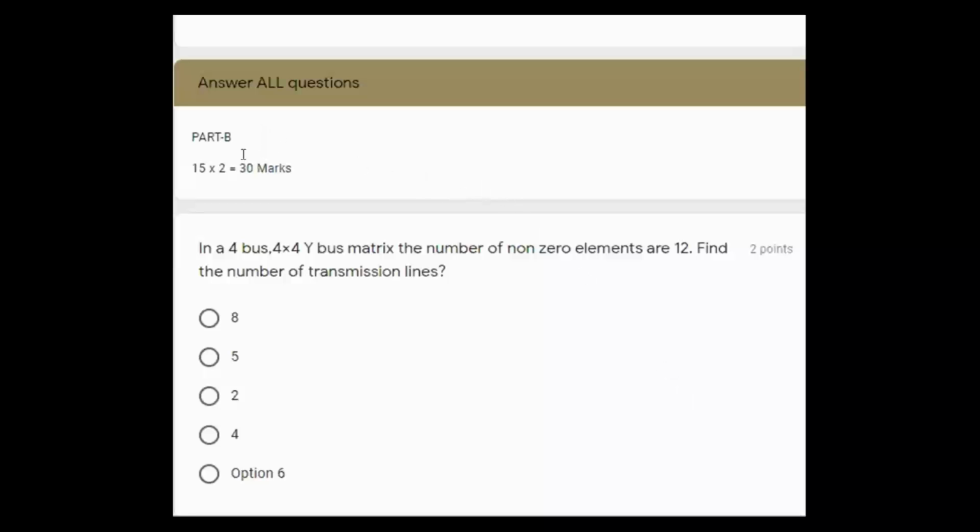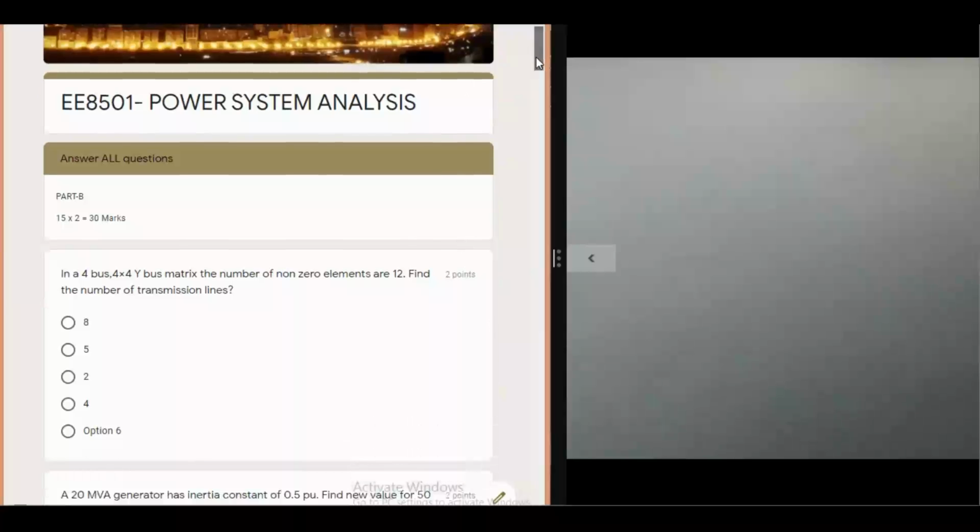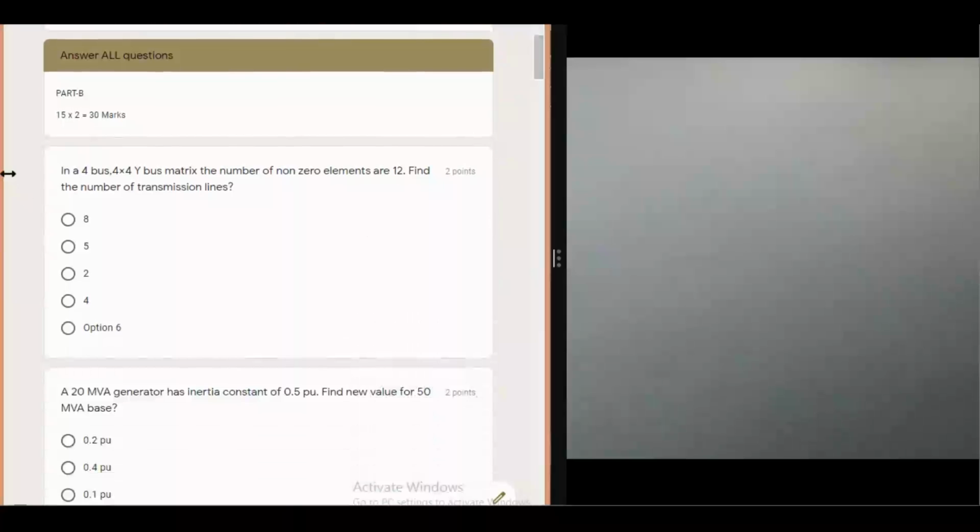Then part B questions. Part B consists of 15 2-mark questions. Those are analytical type questions. Part B first question. In a 4x4 Y bus matrix, the number of non-zero elements are 12. Find the number of transmission lines.